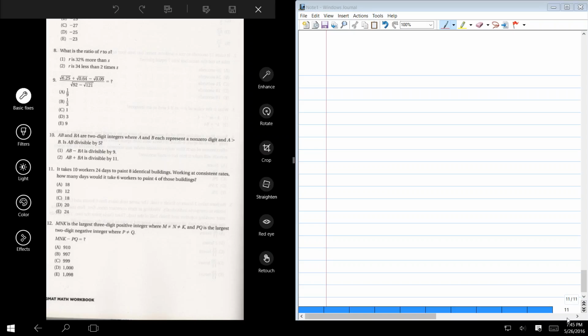So this problem: is AB divisible by 5? Okay, so they're both non-zero digits. Okay, so AB minus BA. What are some choices for AB? If it's divisible by 5, what would it have to be? Okay, so B would have to be either a 0 or a 5.